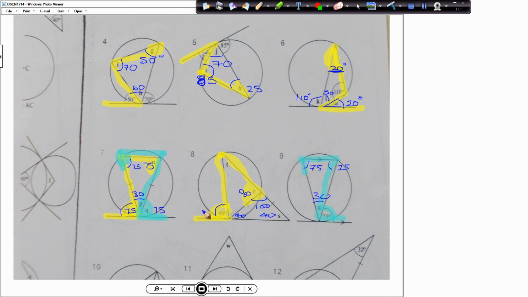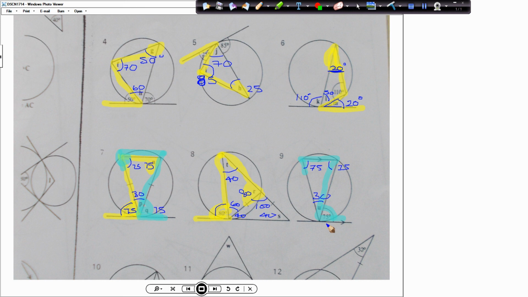Number 8. So we have here 80 and 40 will give us 120. So this angle here will be 60. 60 and 80 is 140 and that will be 40. Missing angle. Okay, and that one will be 40, 100, so that's 80, that will be 100. Our isosceles triangles are both 40.